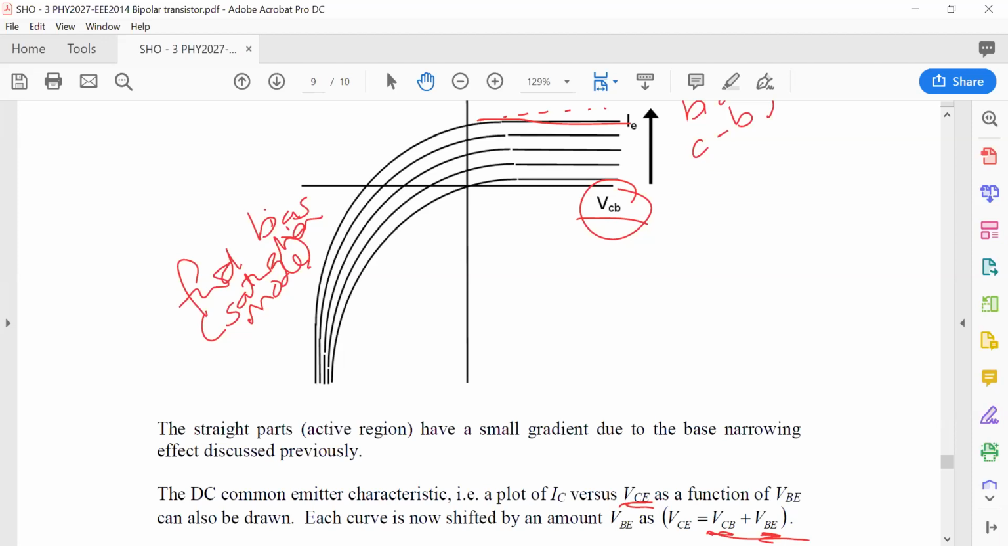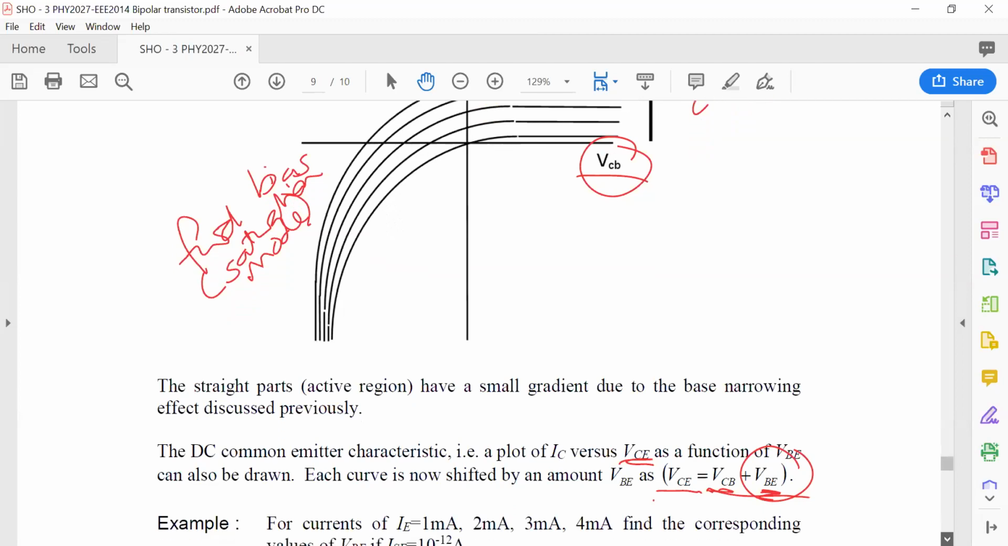What we've got up here is the current output as a function of the collector base junction. So what we'll now need to do, in order to plot against the VCE, is add on to these curves, or shift the curves, an amount which is related to the voltage applied to the base emitter junction. An example of doing that is shown below.